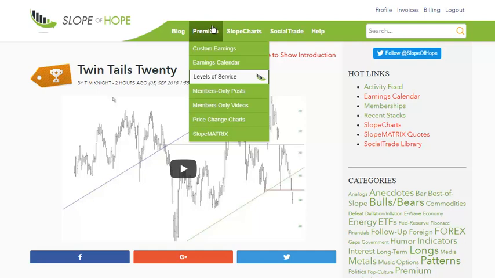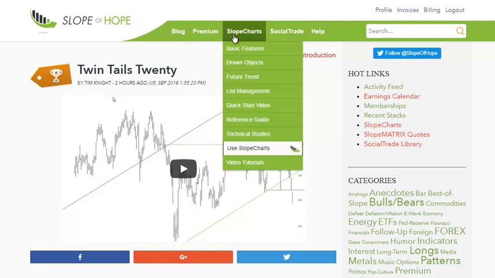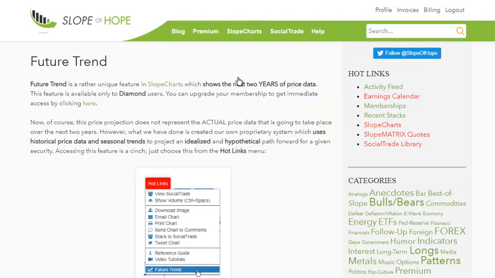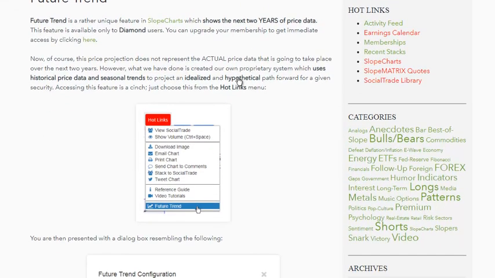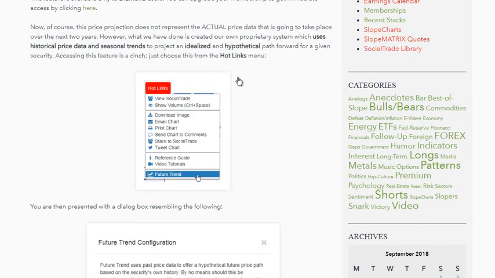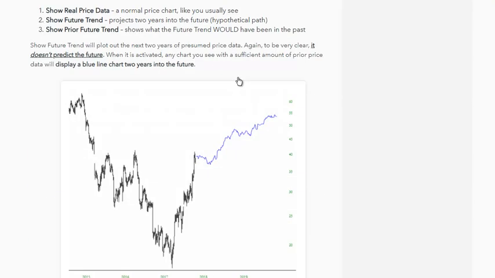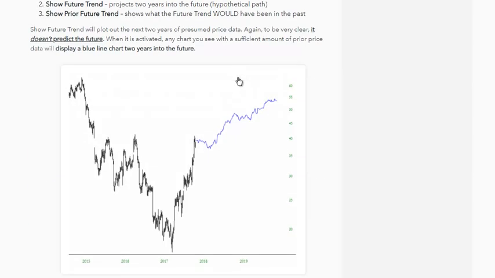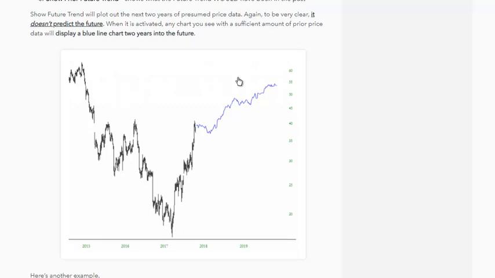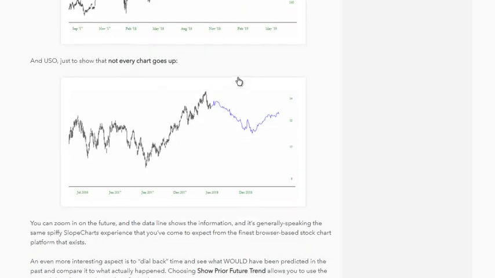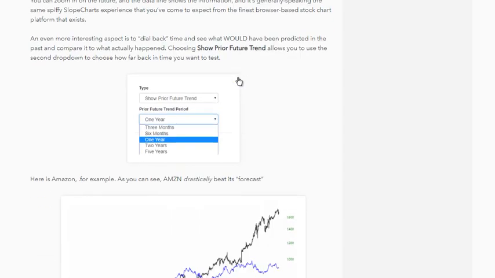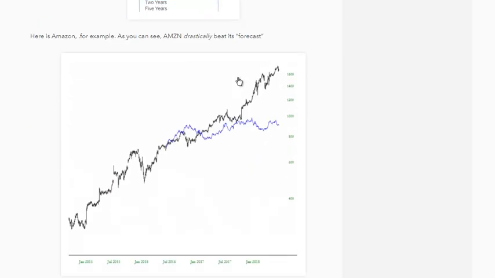Now, the last level is silver, and there are a number of interesting things going on there. First of all, you get what's known as future trend. This is an incredible feature in slope charts, which I want to say projects the future, but I'm very careful about that because it does its best, but obviously it doesn't really predict the future. It plots, based upon seasonal and historical data, its conjecture as to what the future might hold. Interestingly, it will also project what it would have predicted if you had asked it in the past.